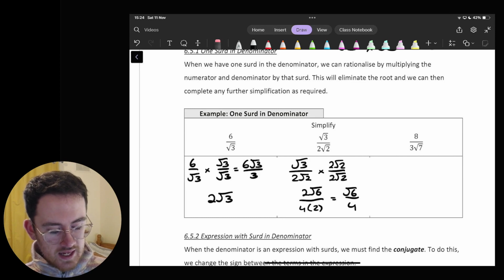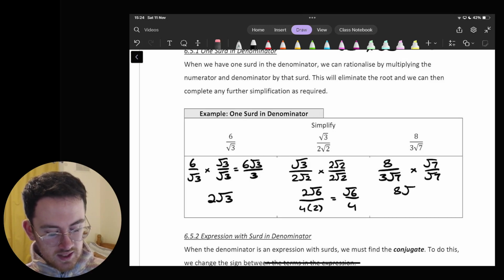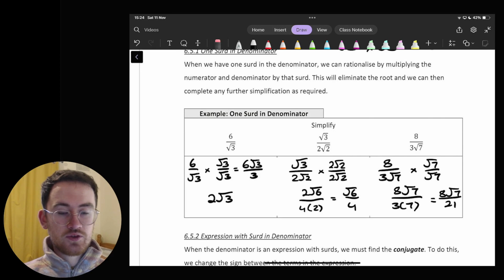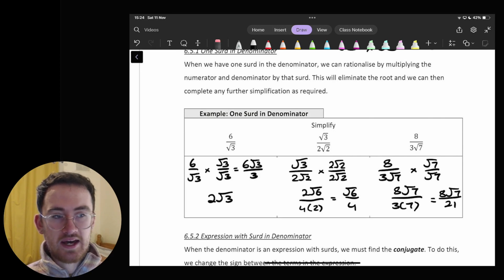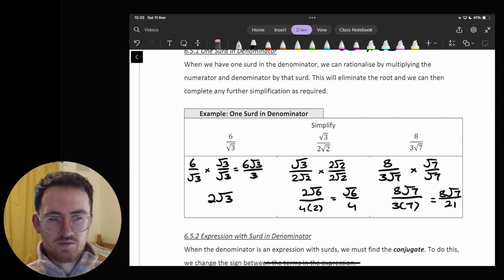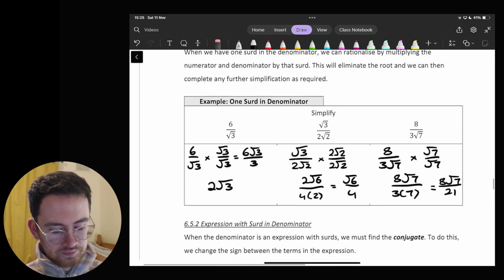Let's continue on with the last expression here, and we're just going to see the slight difference that we could make here. If we wanted to, we could just multiply by the root 7. So I get 8 root 7 over 3 times 7, which is 8 root 7 over 21. So if we wanted to, we could just multiply by the surd itself and not the entire term, but it's no harm just to get into the practice of multiplying by the entire term either.